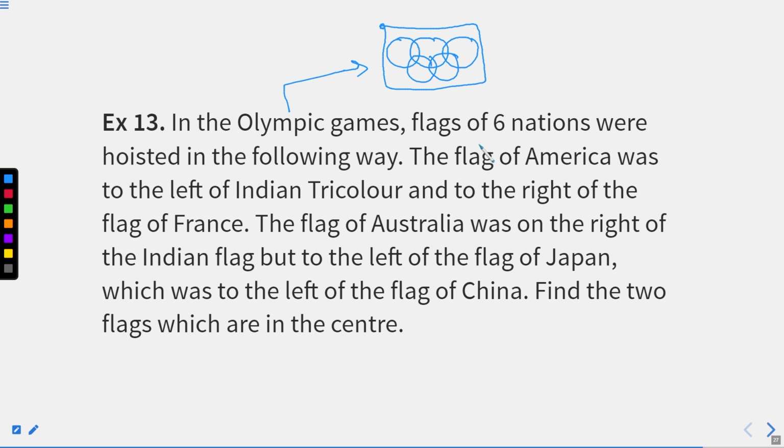So flags of 6 nations were hosted. Now note the number. The flags of 6 nations were hosted in the following way: the flag of America was to the left of the Indian tricolor. So let's say if I make the Indian flag here, right? The American flag was to the left of the Indian flag. If I write it here, America is left of India, right?